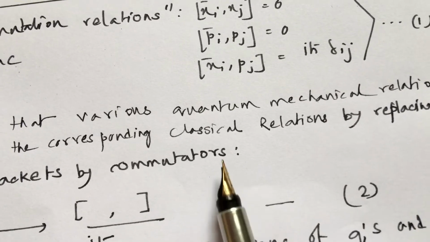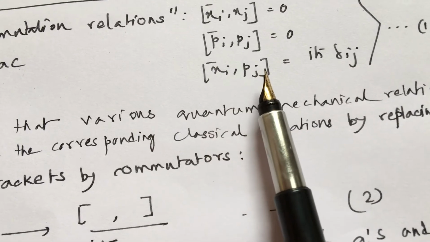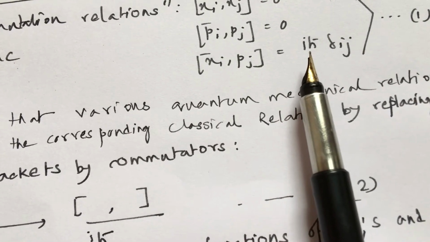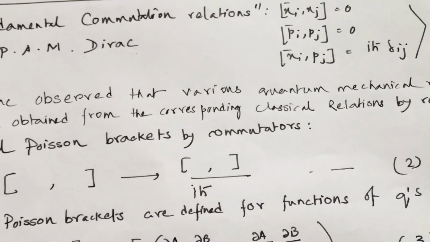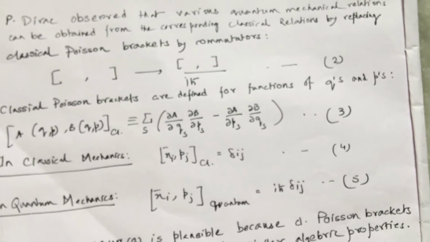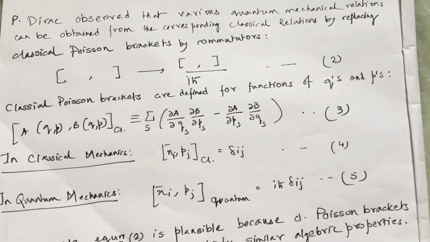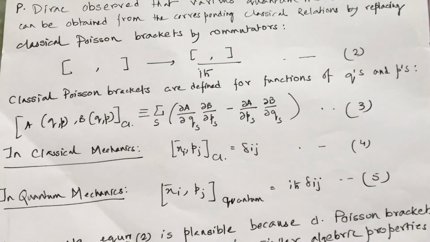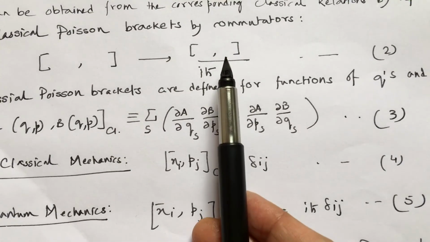But if i equals j, that is, if this is y and this is py, this commutation relation becomes i h cross. These are the fundamental commutation relations as described by Paul Dirac. Paul Dirac also observed that the commutation relations in quantum mechanics can be obtained from classical relations just by replacing the classical Poisson bracket by the commutators.